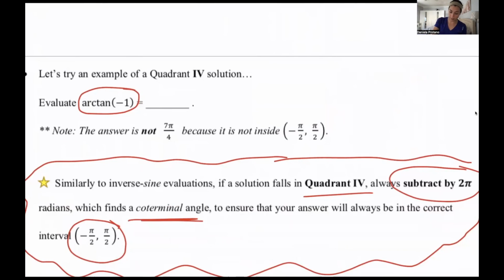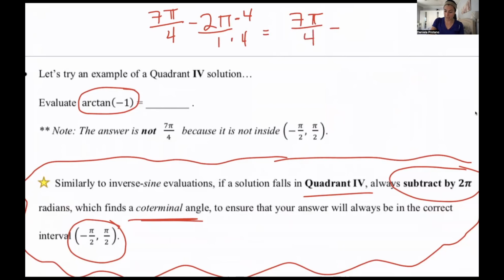Every time you get a quadrant 4 answer, just like the arcsine, you're going to subtract 2 pi radians. So we need common denominators. If this is 1, we multiply top and bottom by 4. So we're looking at 7 pi/4 minus 8 pi over 4. So the correct answer would be negative pi over 4.